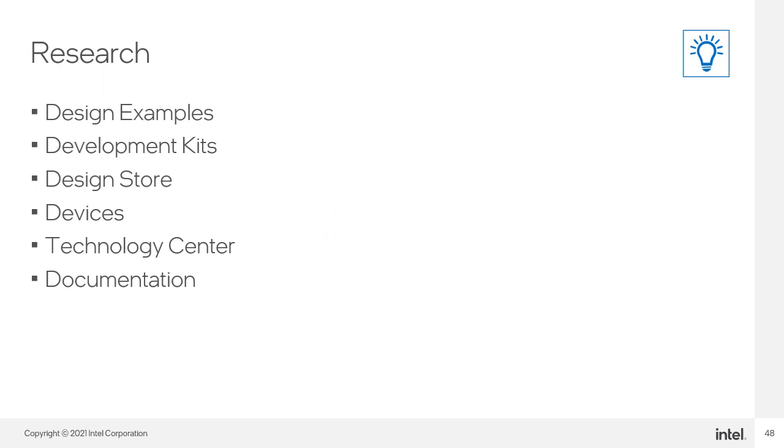Next, I will go over research resources that we have available. In the research section, you'll get recommendations on some resources you can use to help save time during the design process. You will learn how to access design examples and reference designs, how to access our Technology Center, how to purchase development kits, how to download literature, and where to go to find additional information.